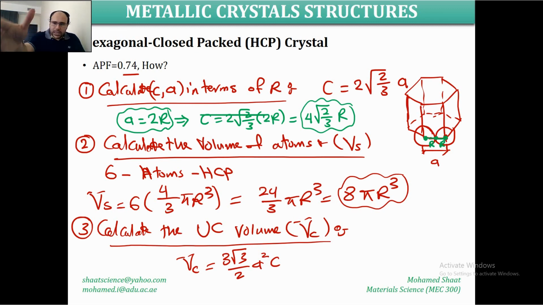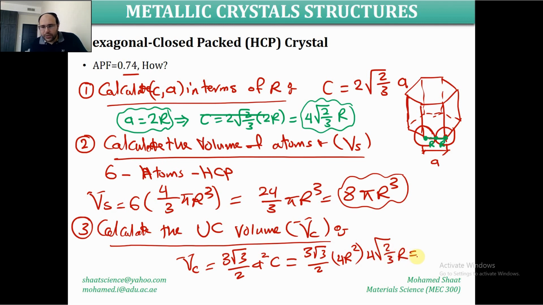The volume for any hexagonal shape is 3 square root of 3 over 2 times a squared times c. But we have already calculated a and c in terms of R, so we're going to plug this data in to calculate the volume. It's 3 square root of 3 over 2 times a squared, which is 4R squared, times c, which we just calculated as 4 square root of 2 over 3 R. If we do the calculation and simplification, we end up with 24 square root of 2 times R cubed. So this is the volume of the unit cell.